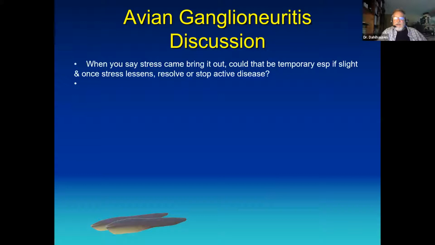When you say stress can bring it out, could that be temporary, if slight, and once stress lessens, resolve or stop active disease? My comment on that is generally once stress starts, it tends to progress until you treat it. Susan, you have an observation on that. Yeah, I think I would agree with that. Stressors come in a variety of ways, and one of them is the breeding season and the breeding behaviors. And let's just face it, most of the parrots that we own are 1 or 2 generations away from the wild. So they're still wild birds, and we put them in our home. By definition, most likely they're going to be stressed. So things that we can do to relieve that and to create situations for their natural behaviors to be exhibited will help with the reduction of disease, along with some medications if we need to do that.